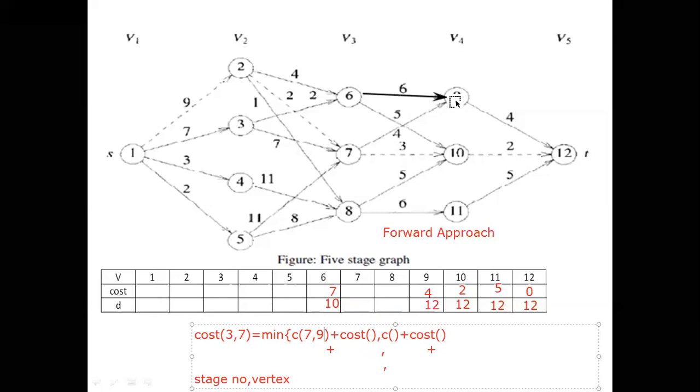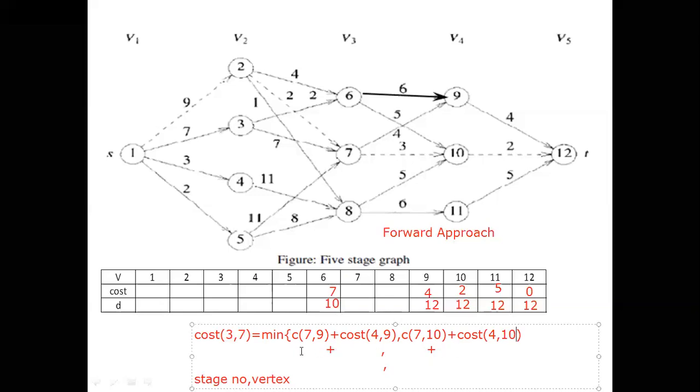4 comma 9. Why cost of 4 comma 9? Because already we calculated for 9. 4 is the stage. 4 comma 9 plus 7 to 10. That is 7 comma 10, plus cost of 10. Correct? Because we are penetrating to 10. That is cost of, not directly 10. We cannot write here 4 comma 10.